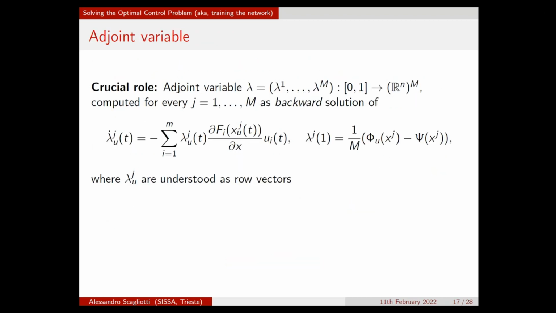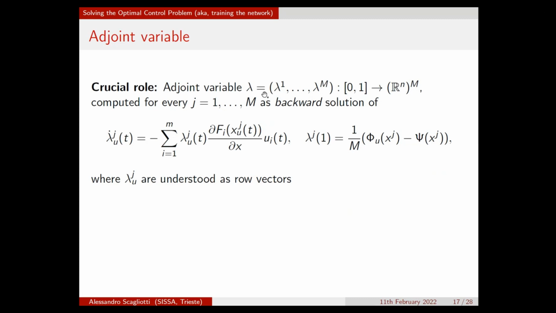In both approaches, an object that will be crucial is the adjoint variable. What is the adjoint variable? In few words, the adjoint variable is a curve in R^n to the power M. I just recall that R^n is the ambient space, so basically where lives the diffeomorphism that we are interested in, and capital M is the number of training points. So essentially, we have an adjoint variable for each training point.